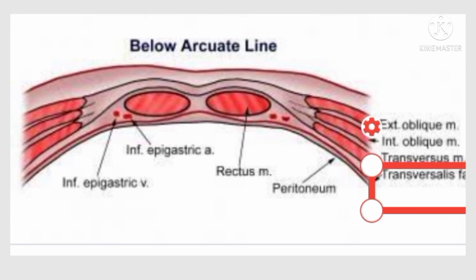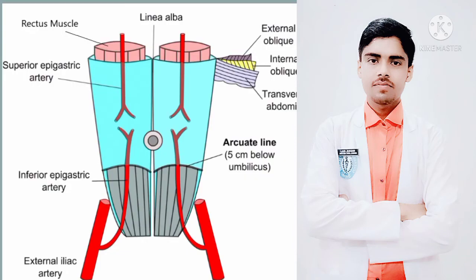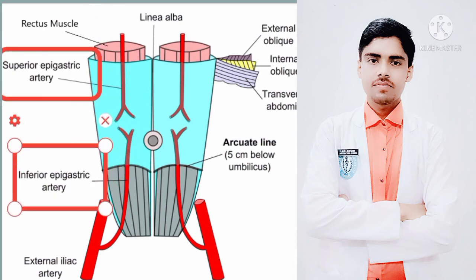And now we will discuss the contents of the rectus sheath. Firstly, the muscular contents of the rectus sheath. As you can see in the figure, the rectus abdominis muscle and the pyramidalis muscle are present within the rectus sheath. And now the arterial contents of the rectus sheath. As you can see in the figure, the arterial contents are the superior epigastric artery and the inferior epigastric artery.